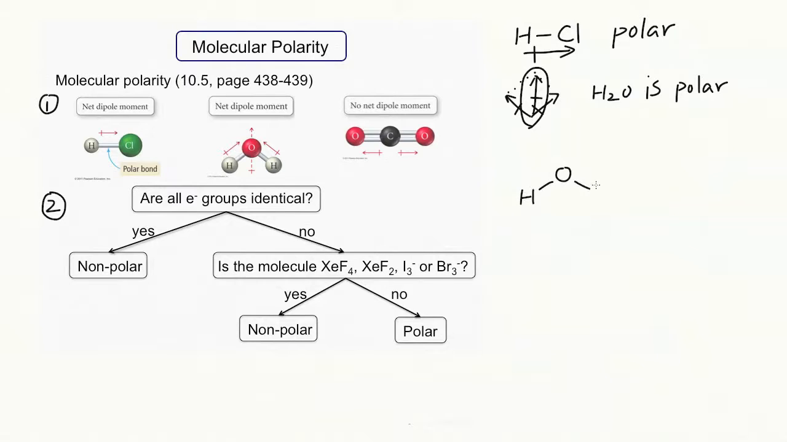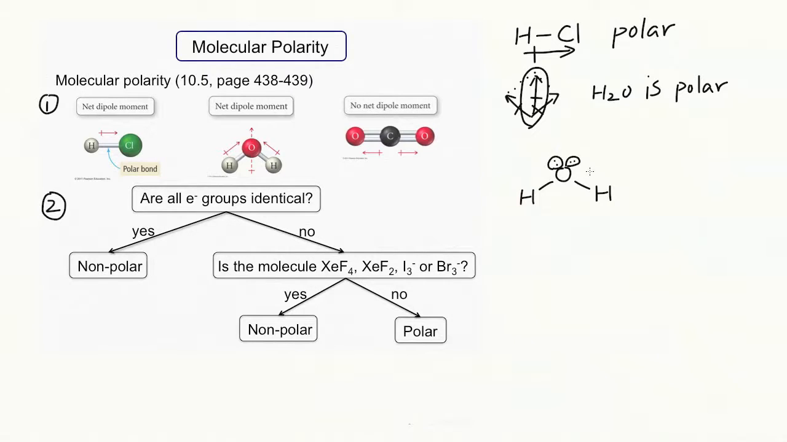Water molecule: 2 hydrogen-oxygen single bonds and 2 lone pairs on the oxygen. Now you need to ask yourself questions when you use this flow chart. The first question is, are all electron groups of the central atom identical? The electron groups here mean either lone pairs or covalent bonds.